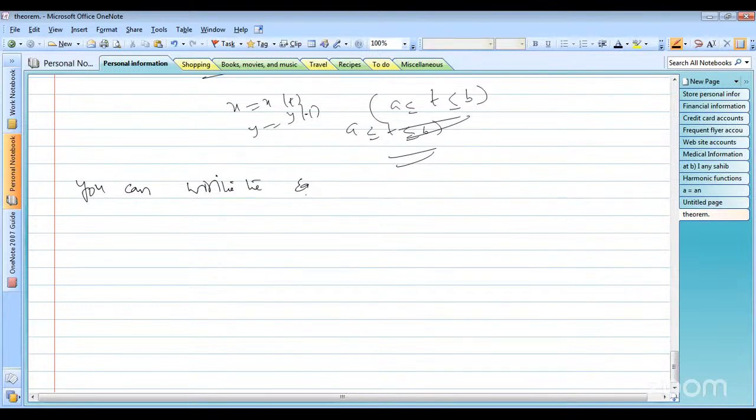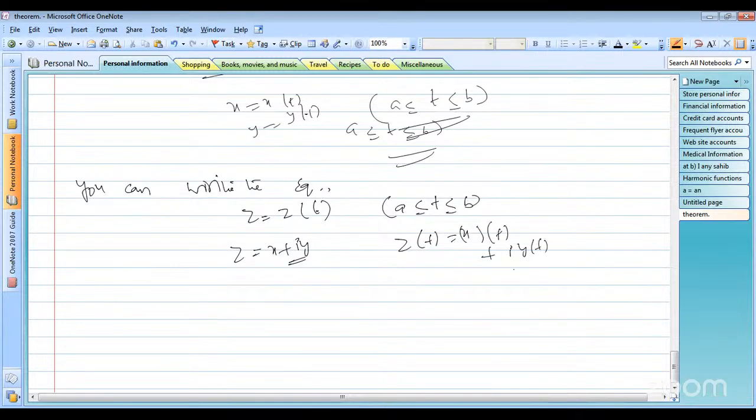You can write this in a single complex parametric equation, z equals z of t, with a less than or equal to t less than or equal to b. Here z is equal to x plus i y, where i y is the imaginary part. Therefore z of t is equal to x of t plus i y of t, with real and imaginary parts. You can observe that z equals z of t traces out C, with initial point z of a and final point z of b, as the parameter t varies from a to b.